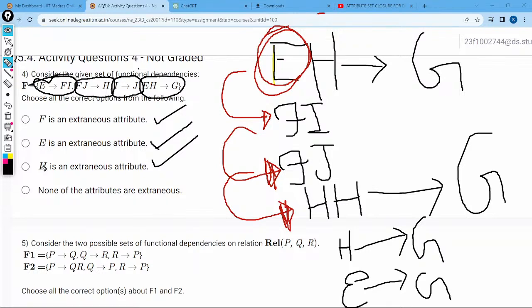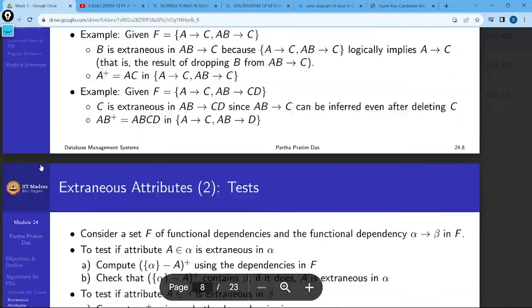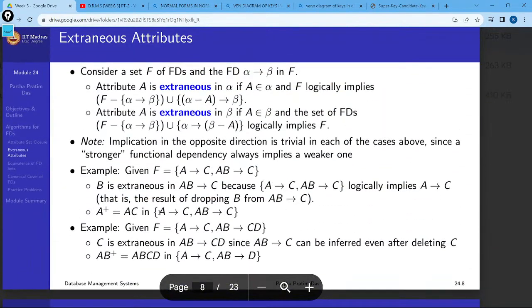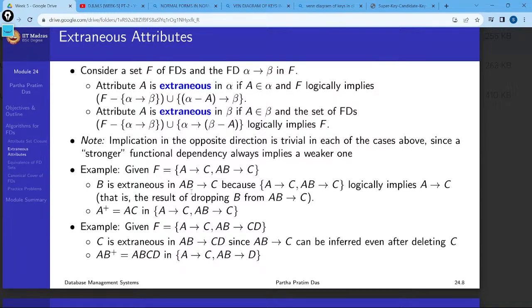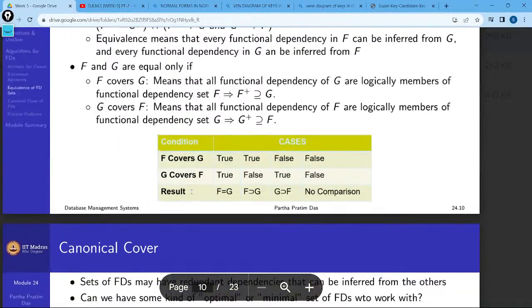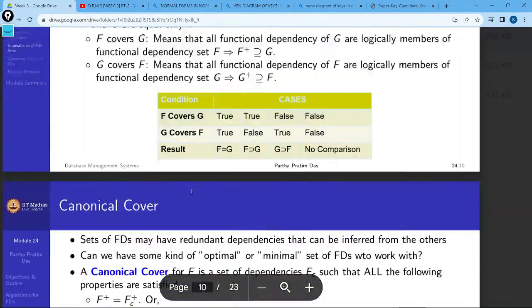So let's go to the PPT slides and see which are the ones to remove. Extraneous attributes, I think we had some questions. No, not canonical covers.